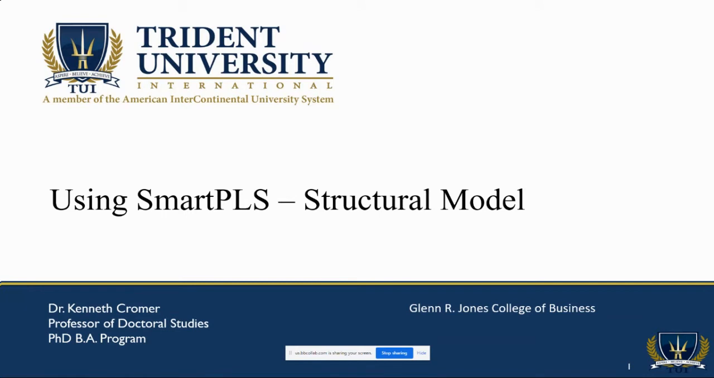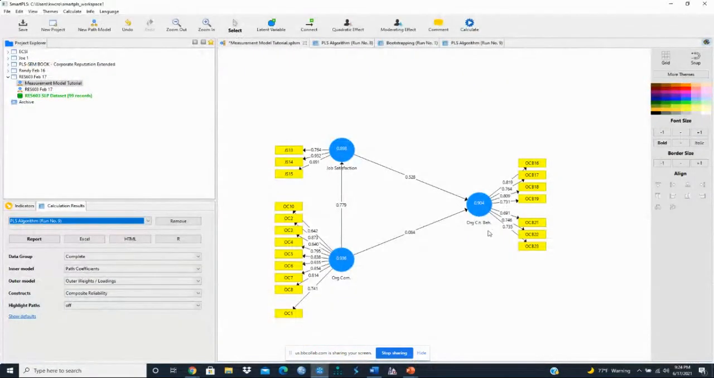Last tutorial, we looked at the measurement model. This tutorial, we're going to continue that, looking at the structural model. So let's bring up SmartPLS. This is where we left off in the last tutorial. We had run our measurement model and determined we had good validity and reliability in each of our measures. And now we're ready to test our inner model for our relationships, for our hypotheses.